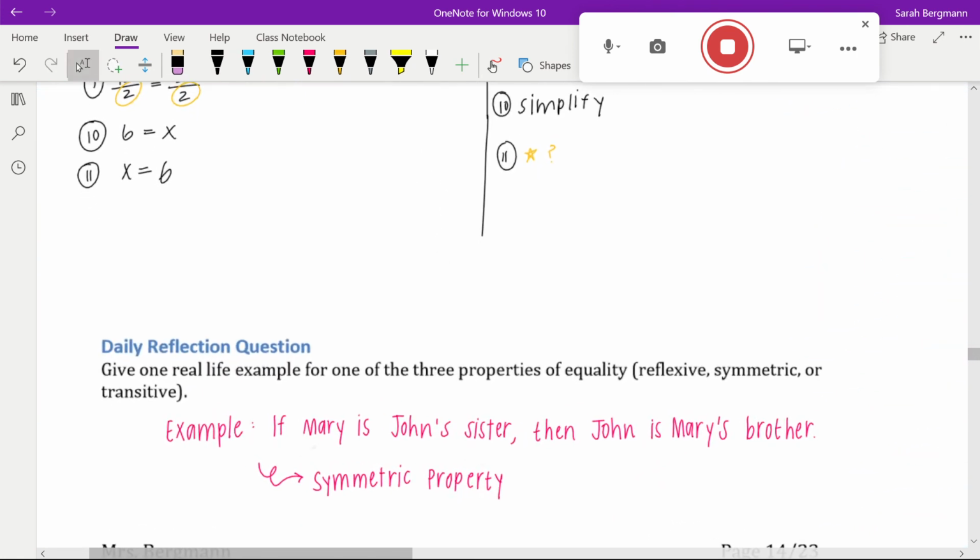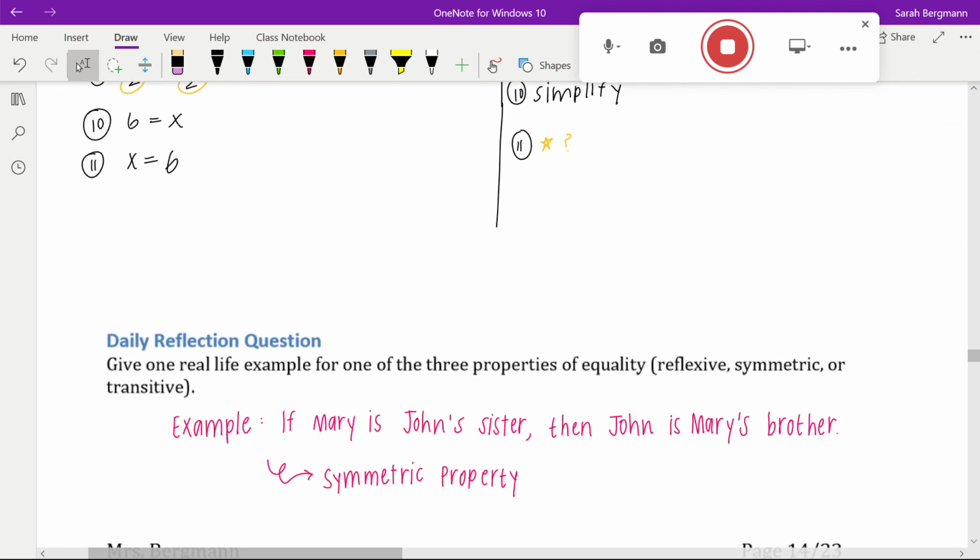Alright, I need you to reflect on this question today, please. It says give one real-life example for one of the three properties of equalities: reflexive, symmetric, or transitive. For example, I'm going to use the symmetric property, and here's my example. It says if Mary is John's sister, then John is Mary's brother. So think about that. That's the symmetric property in real life. You can come up with your own example. Please do not use my example. Please do not use a spin-off of my example with your own names. Come up with your own example, please.